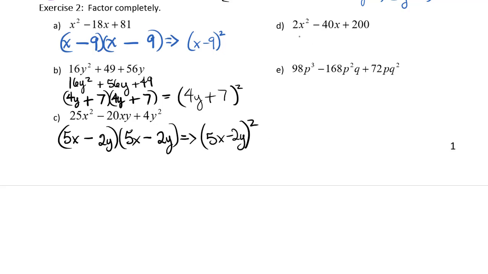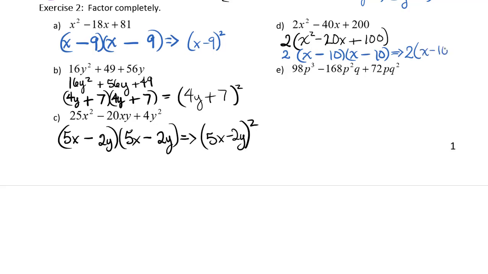In part D, I have the expression 2x squared minus 40x plus 200. I'm going to factor out a 2. That gives me x squared minus 20x plus 100. Now it does appear to have a perfect square pattern to it, so I just leave that 2 out front. And factoring, I get x and an x, a 10 and a 10. Since the middle term is negative, I'll have 2 minus signs on my 10s. And this final answer, simplified, is 2 times x minus 10 quantity squared.